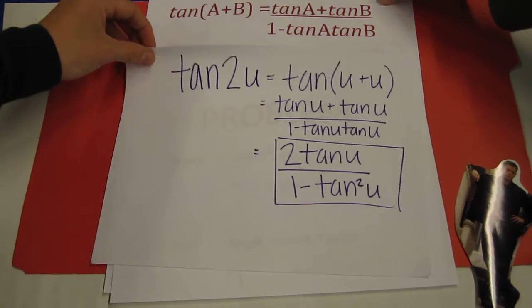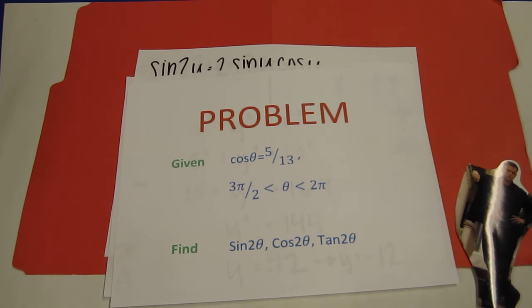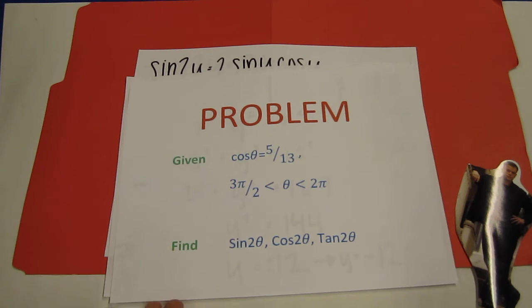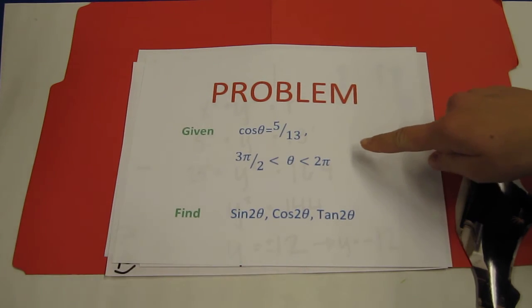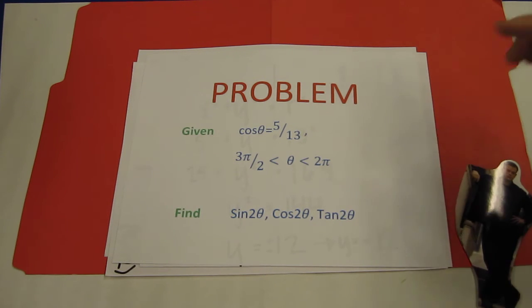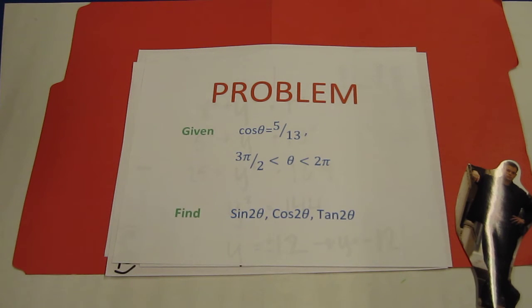Using the rediscovered double angle formulas, we will now do an example problem. Given that cosine of u is 5/13, where angle u is greater than 3 pi over 2 and less than 2 pi, we can solve for cosine of 2u, sine of 2u, and tangent of 2u.